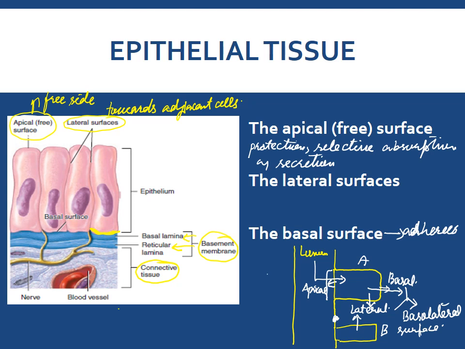This is the basal surface. Like the apical surface is superficial, the basal surface is the deepest, and it rests on a structure that is called the basement membrane. And the basement membrane includes two things. Number one, basal lamina, and then reticular lamina. And below this basement membrane is basically a layer of connective tissue that we will discuss later.